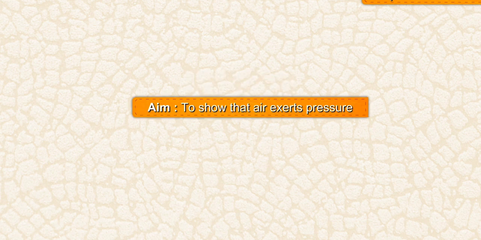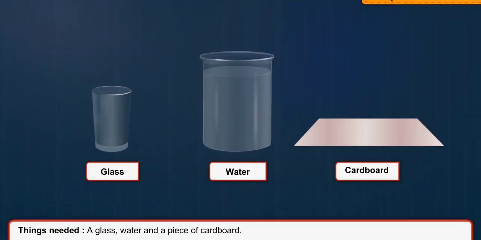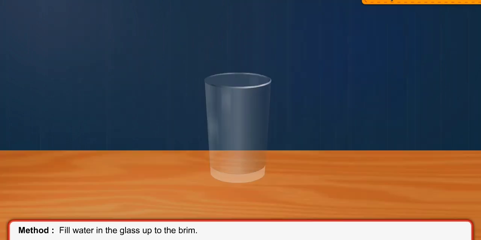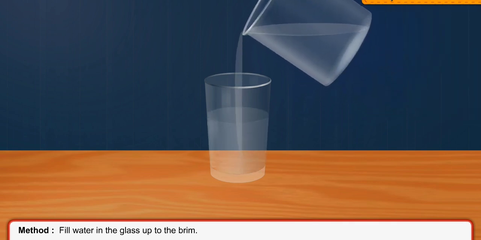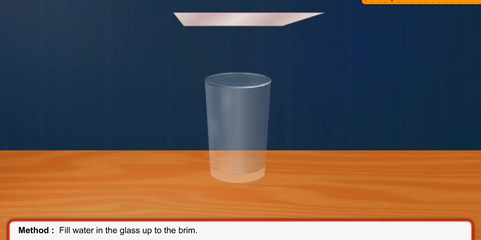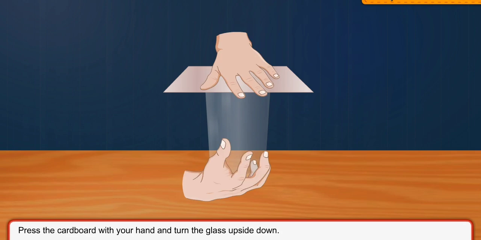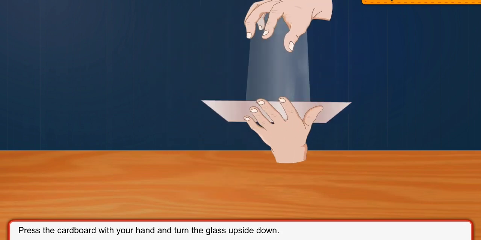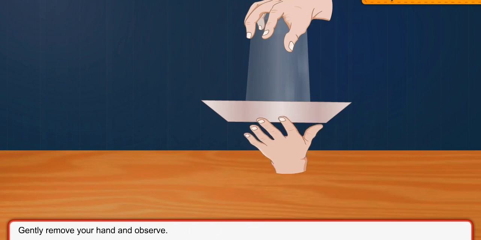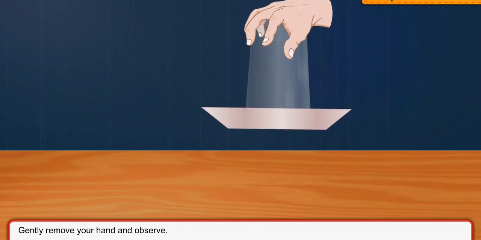Let's experiment. Aim: to show that air exerts pressure. Things needed: a glass, water, and a piece of cardboard. Method: fill water in the glass up to the brim. Put the cardboard on the brim of the glass. Press the cardboard with your hand and turn the glass upside down. Gently remove your hand and observe.